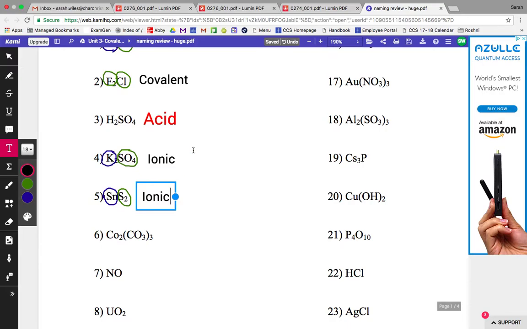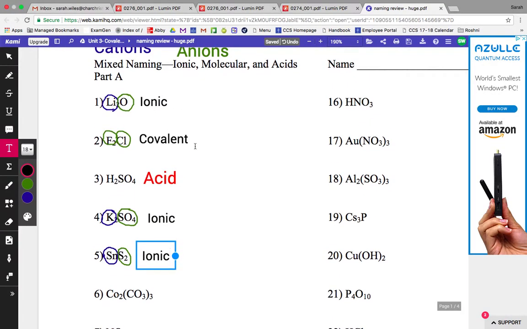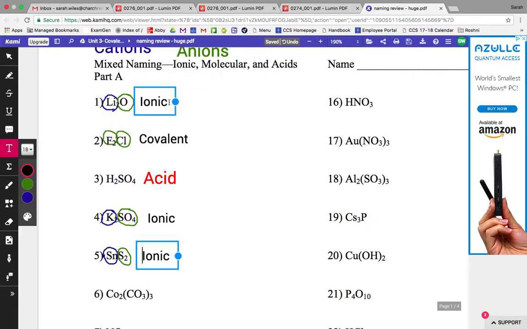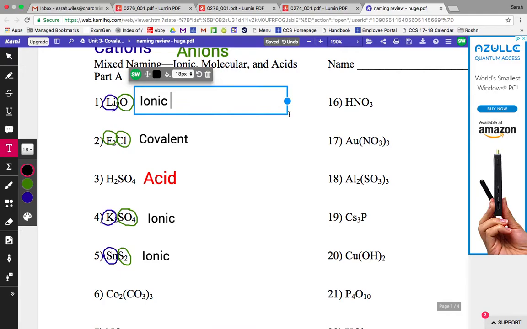Okay, now with these 5, I'm going to go through how to name them. For today, all you are doing with naming is the ionic. So, lithium and oxygen. On your notes, ionic naming. Step 1, name the cation and the anion. So I have lithium and I have oxygen.